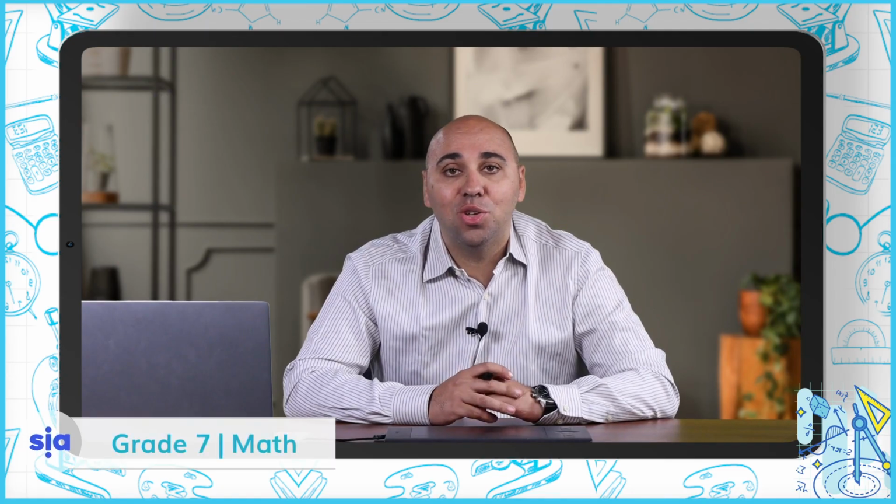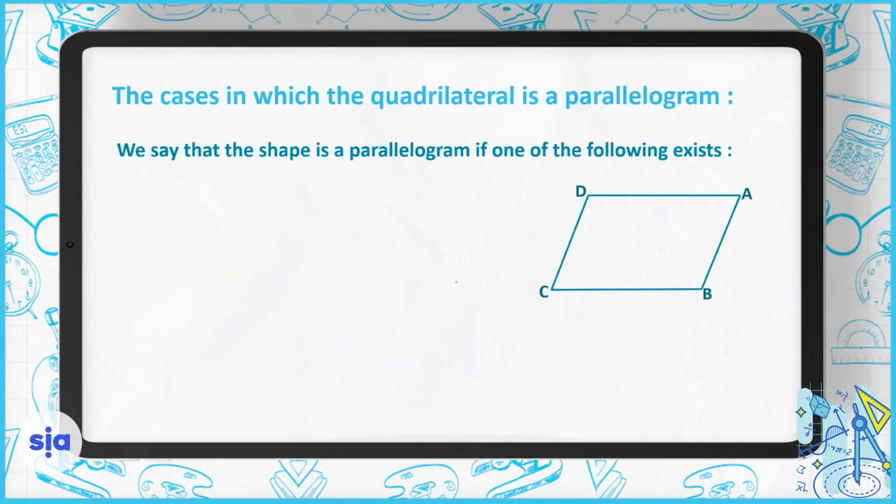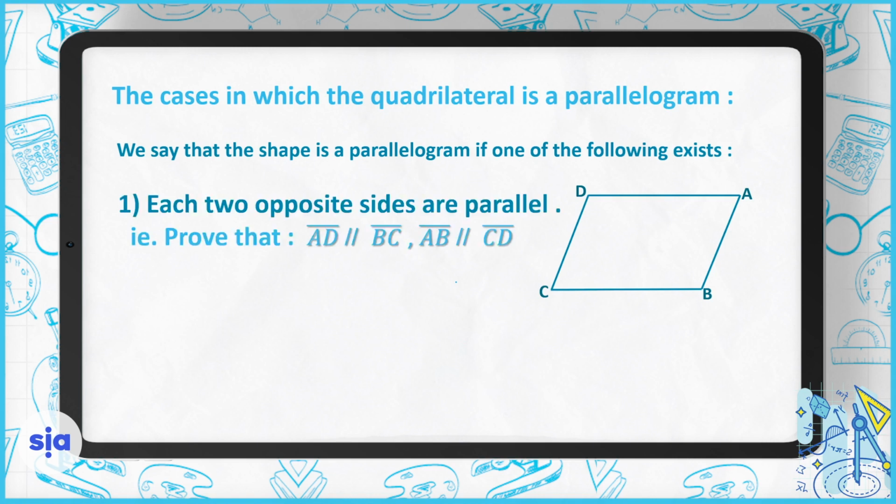In this session, we're going to continue learning about the parallelogram and its properties. Let's start by knowing the cases in which the quadrilateral is a parallelogram. We can say that the shape is a parallelogram if one of the following exists.